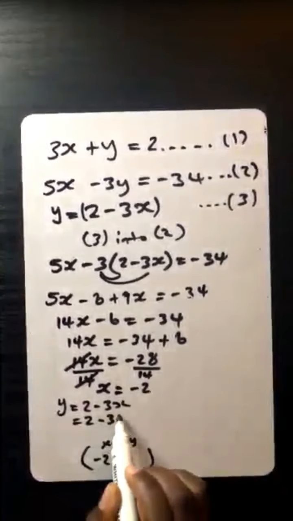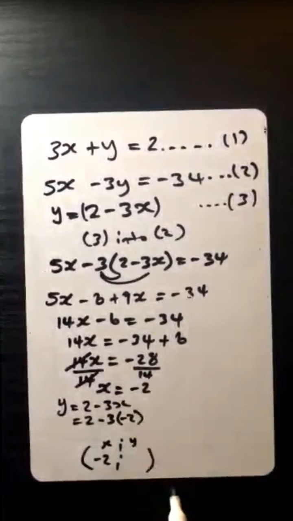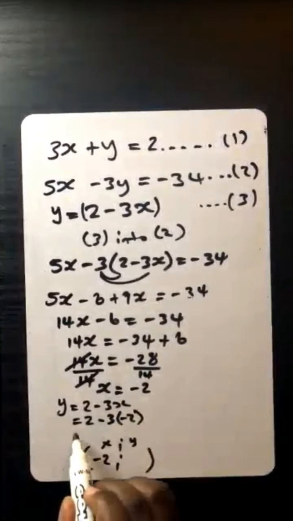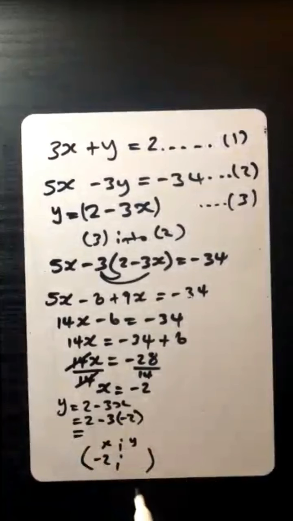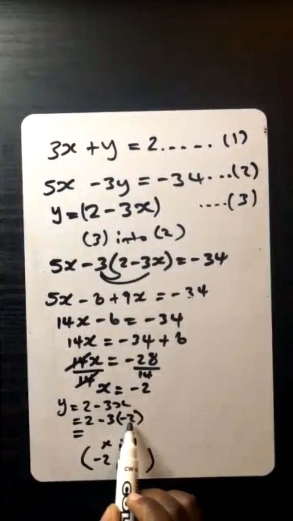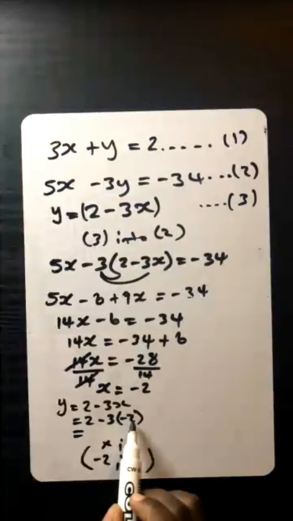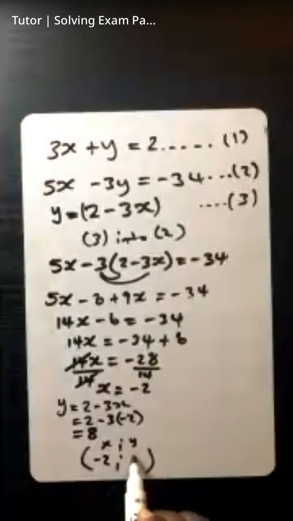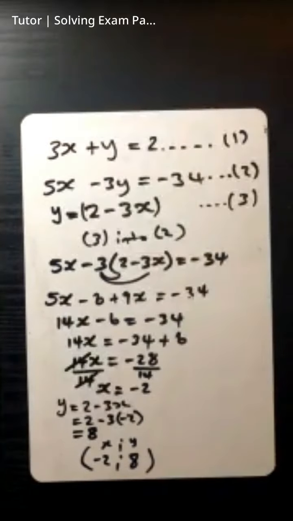So obviously it's minus 3 into, you just substitute the x value. Then you punch the whole of this. I think 2 times that is 6, a positive 8. I think it should be 8, which means our y value is 8.